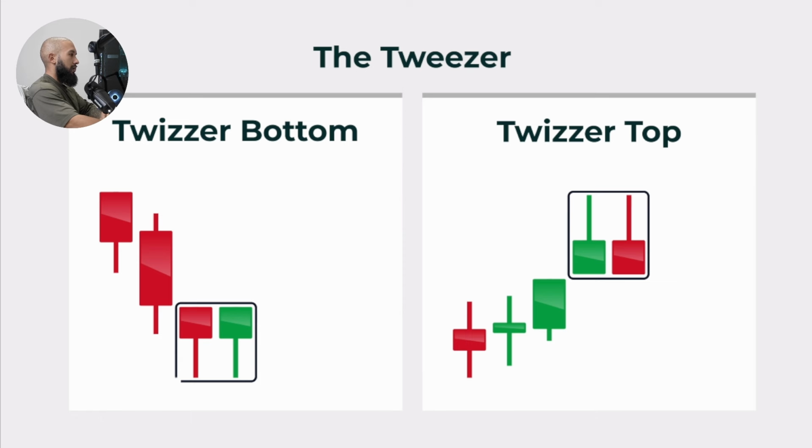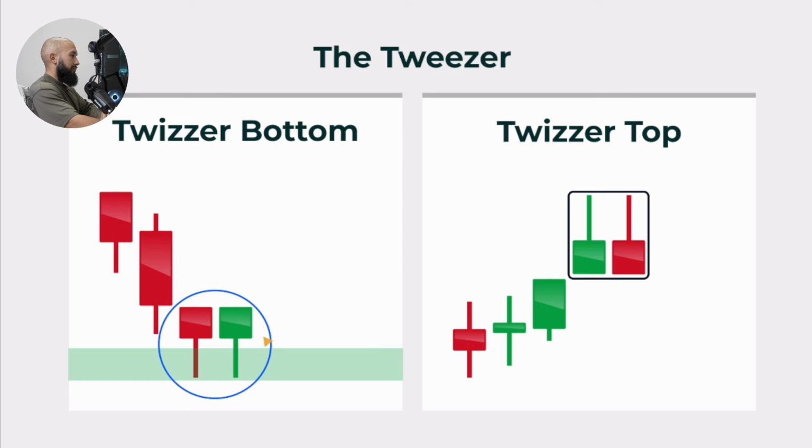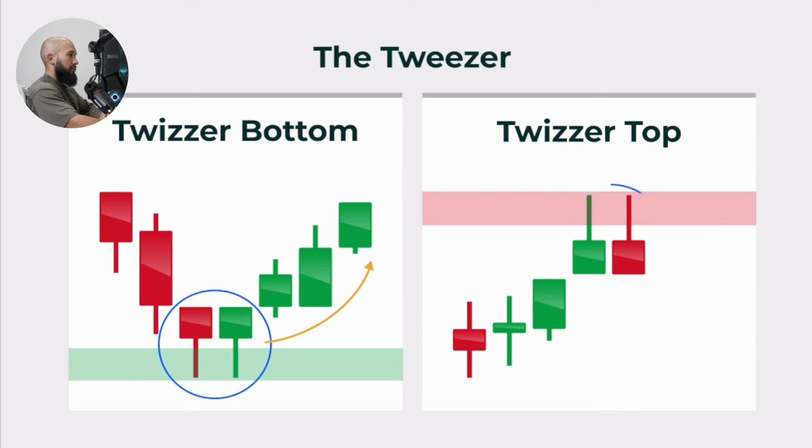These are both reversal patterns. So for the tweezer bottom example, we've added a demand zone here, reinforcing the idea for this trade setup playing out and price reversing. For the tweezer top example, we've added in a supply zone, same thing, to reinforce the trade setup to most likely play out with price reversing.